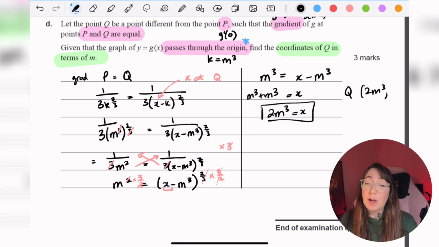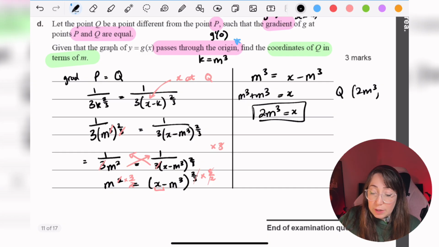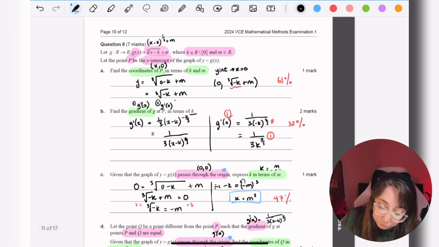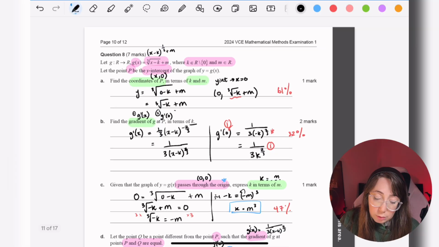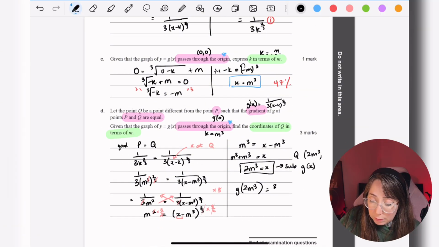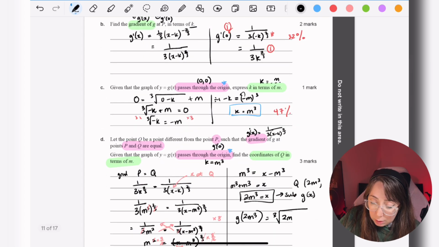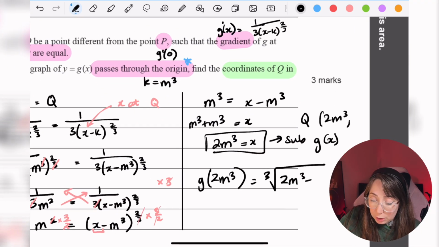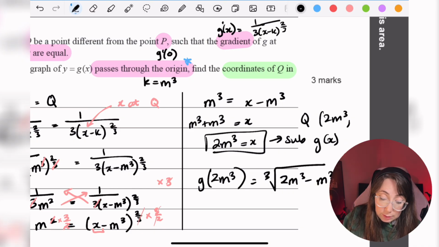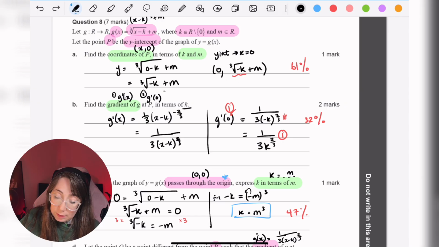Now all that's left to find is the y coordinate. To do that, I just need to sub that into our g function, g of x. So if we go right back to the beginning, we'll have g of 2m cubed is equal to -3. Instead of writing x, I'm just going to write 2m cubed, minus, now instead of writing k, which is the next part of the function, I'm going to write m cubed because that still holds true, and plus m at the end.